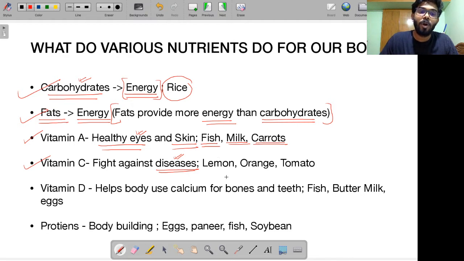All right. So where all do we get vitamin C? As you can see, lemon, orange, etc. These are all citrus fruits. Okay. These are good sources of vitamin C. Even tomato has vitamin C. Then we have something called vitamin D.